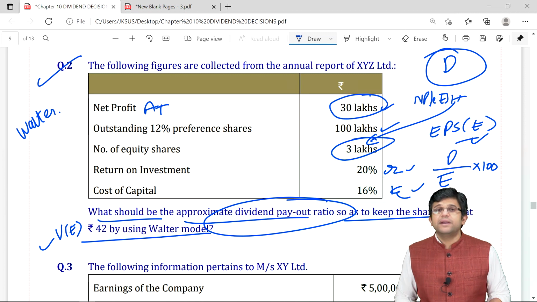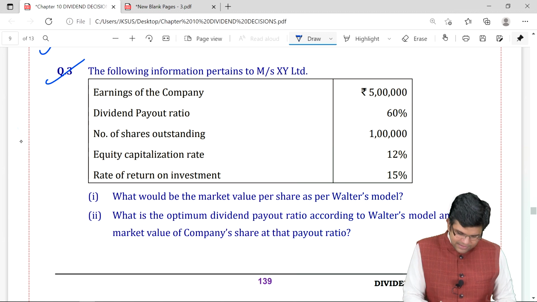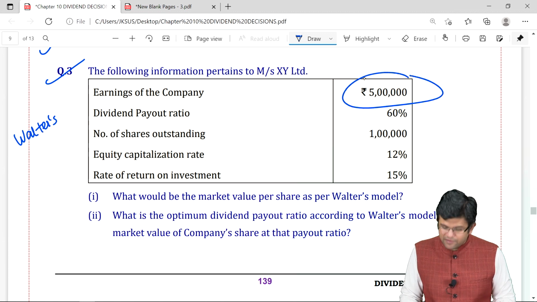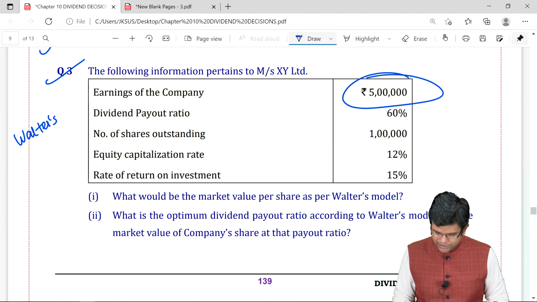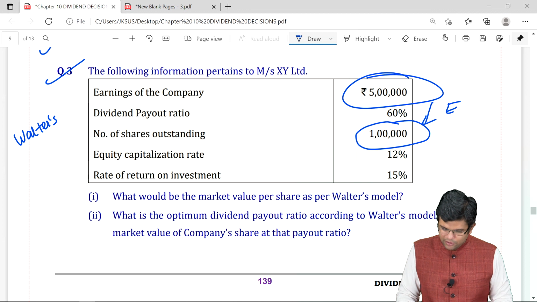So with that, we complete the discussion of question number 2. Moving on, children, to question number 3. This again, children, is the Walter's model. Here again they have given you the earnings, net profits for equity shareholders, and the number of shares. Using these two, you can find out the EPS.